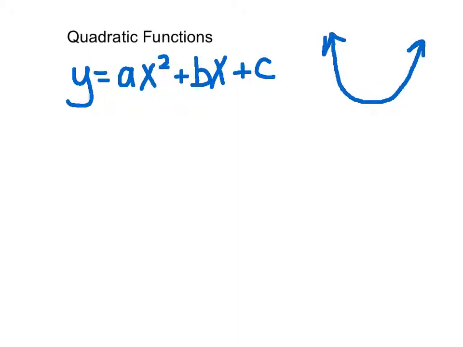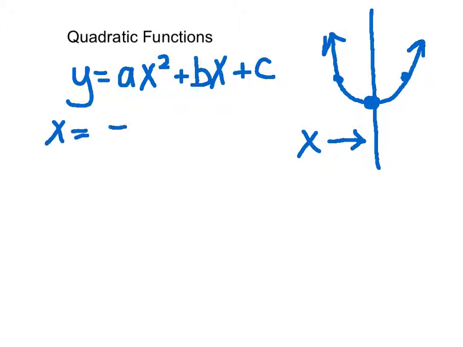Parabolas are curves that go on forever. They have a vertex, which is the turning point, and a line of symmetry. So each part is a mirror image of the other part. The line of symmetry is found with this formula. X equals negative b over 2a.